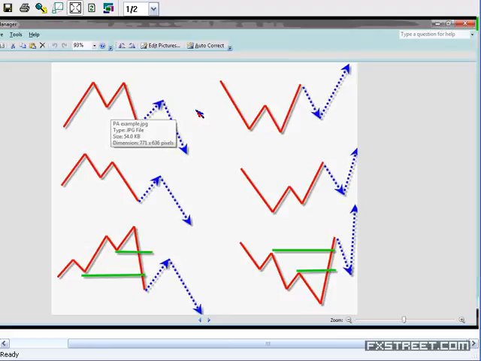So changes from uptrend to downtrend is on the left. So that's changes from up to downtrend, and changes from downtrends to uptrends I like on the right-hand side. And these are the main patterns that I would look for using price action. Okay, so that's examples of using price action for confirmation.